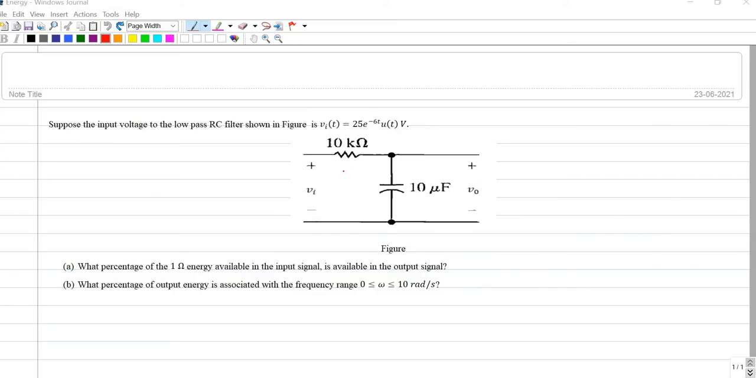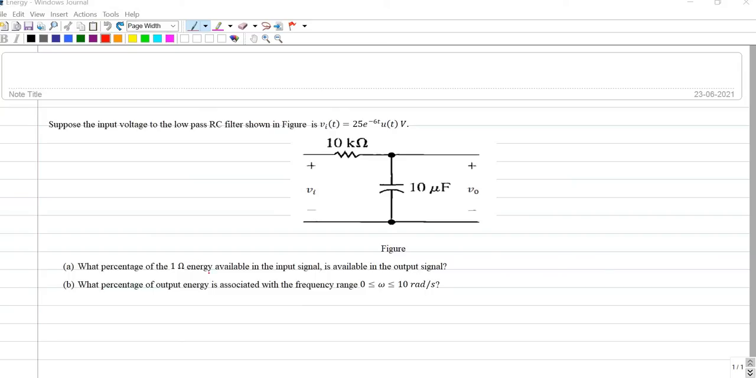So for this simple first order low pass RC filter, suppose the input is 25 e power minus 60 u of t. So what we are doing, we are just calculating the output. And we are trying to find out the energy. Similarly, we are initially calculating the energy in the input.